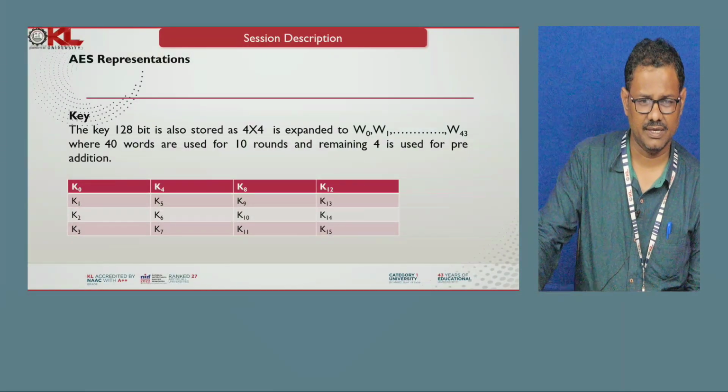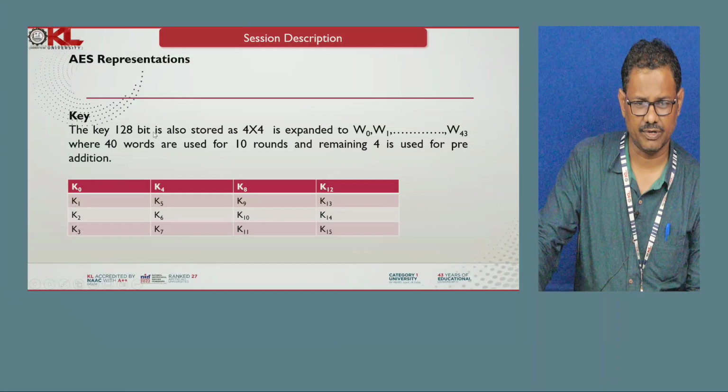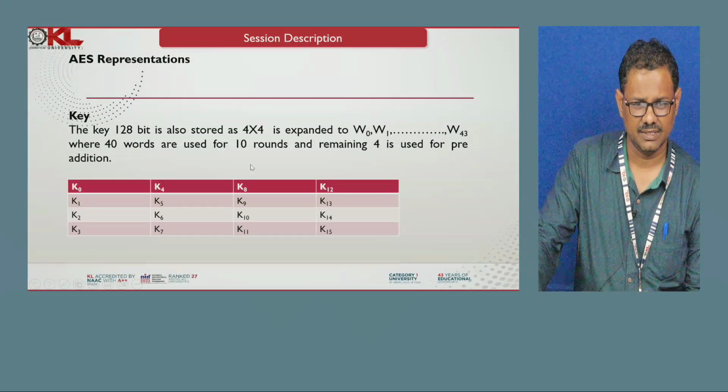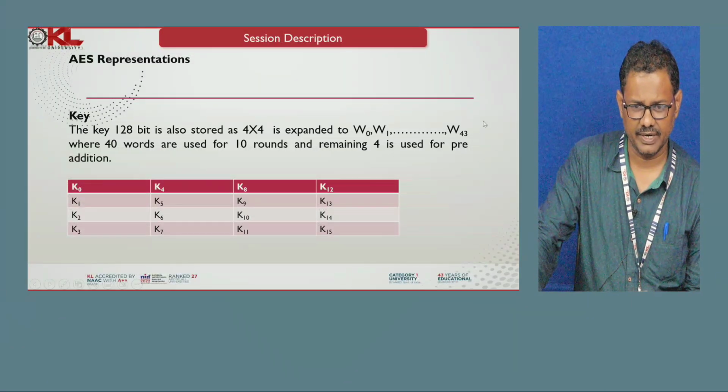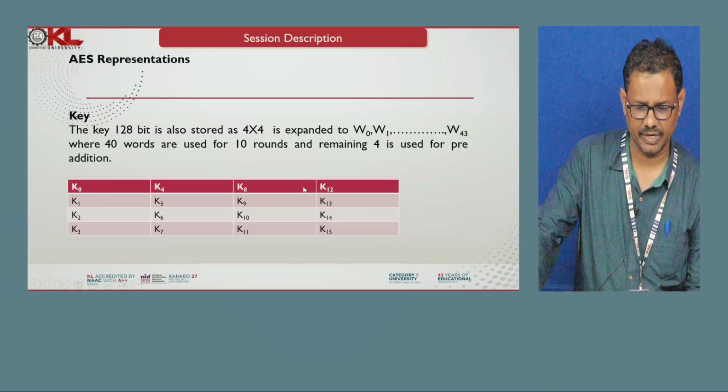So this is the key. The 128-bit key is also divided into a 4 by 4 table and expanded to W0, W1 and so on. In total, the key is expanded to 44 subkeys, where 40 words are used for 10 rounds, and the remaining 4 are used for pre-round addition. So these keys are expanded to W0 to W43. These are the expanded keys, subkeys. 40 words are used for 10 rounds, and the remaining 4 are used for pre-round addition.